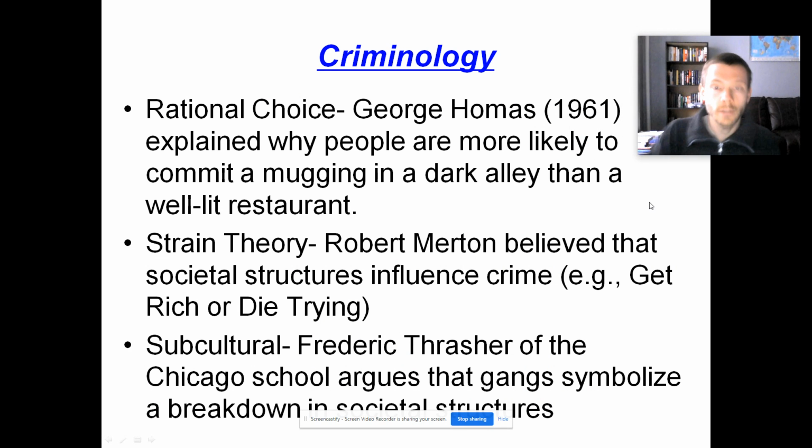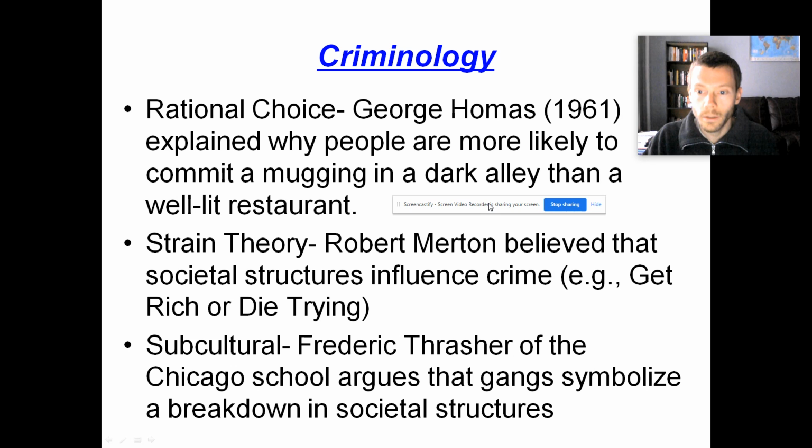These will be tested on the final exam, especially when we look at the relationship between crime and deterrence theory, trying to prevent crimes from happening. The first one is rational choice, and it explains why people are more likely, for example, to commit a mugging or a robbery in a dark alley than a well-lit restaurant. The lighting acts as a deterrent because there's more risk of being prosecuted for that behavior. By contrast, strain theory looks at the role of societal structures in influencing criminal behavior.